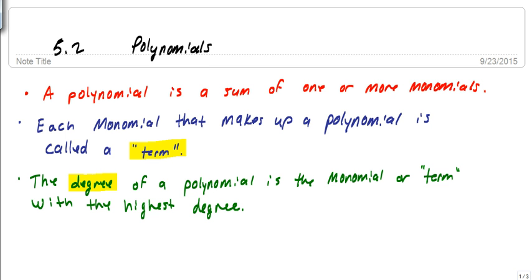The degree of a polynomial is the monomial or term, what I'm going to refer to as term, with the highest degree. So if we have something along the lines of x squared plus 2x plus 1, the degree of this polynomial would be 2, because x squared is the monomial with the highest degree. 2 is the highest degree. So that's why we're going to call the degree of this polynomial 2.